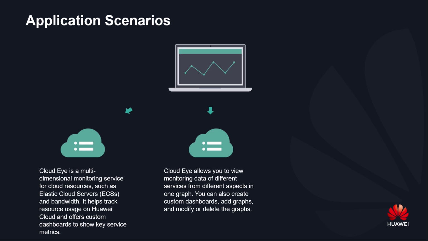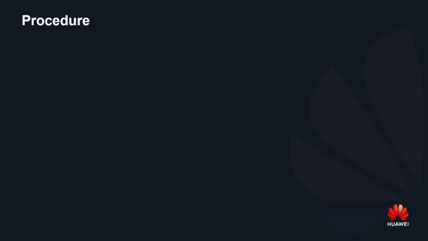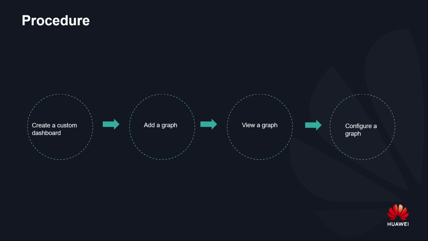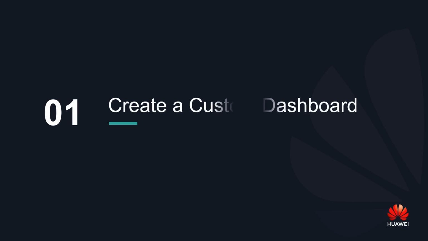You can also create custom dashboards, add graphs, and modify or delete the graphs. This video shows how to customize a dashboard. The procedure is as follows. First, create a custom dashboard. Second, add a graph. Third, view the graph. Fourth, configure the graph. First, let's see how to create a custom dashboard.